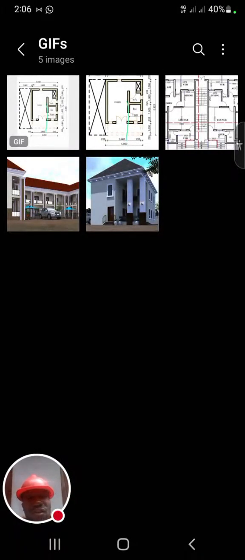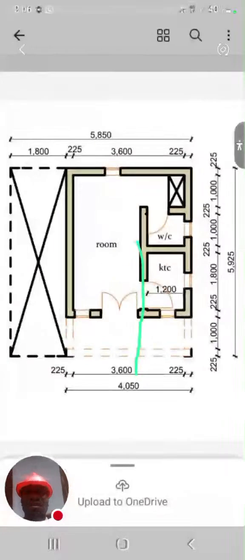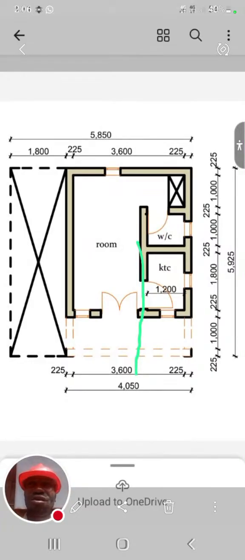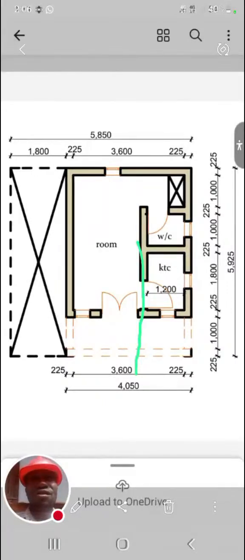We are going to discuss a lot of things today, so I want you to pay attention, okay? Your title block has all the information concerning your drawing, such as the name of the person that carried out the structural design, the name of the architect, and the type of the project. Is it a bungalow? Is it just a duplex? So your title block gives all the information about your project.